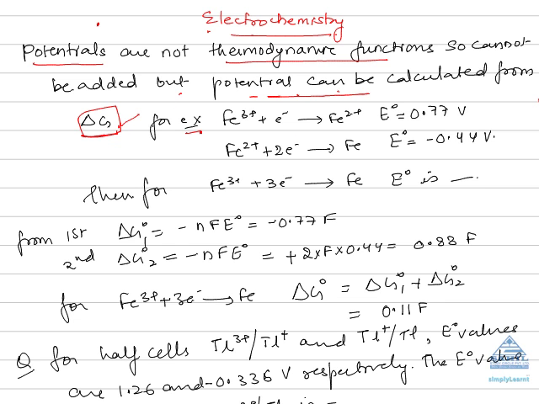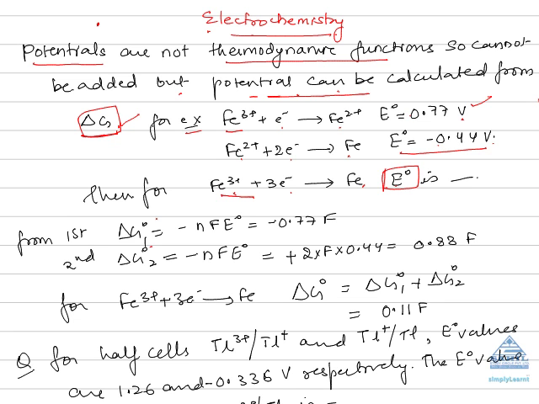For example, if we have the equation Fe3+ gains 1 electron to form Fe2+, the E0 value is given as 0.77 volt. Fe2+ gains 2 electrons to form Fe, and the E0 value is minus 0.44 volt. Now we want to calculate the E0 value for Fe3+ gains 3 electrons to form Fe. For this, we can find the E0 value by using the delta G0 value, but we cannot add E0 values directly.